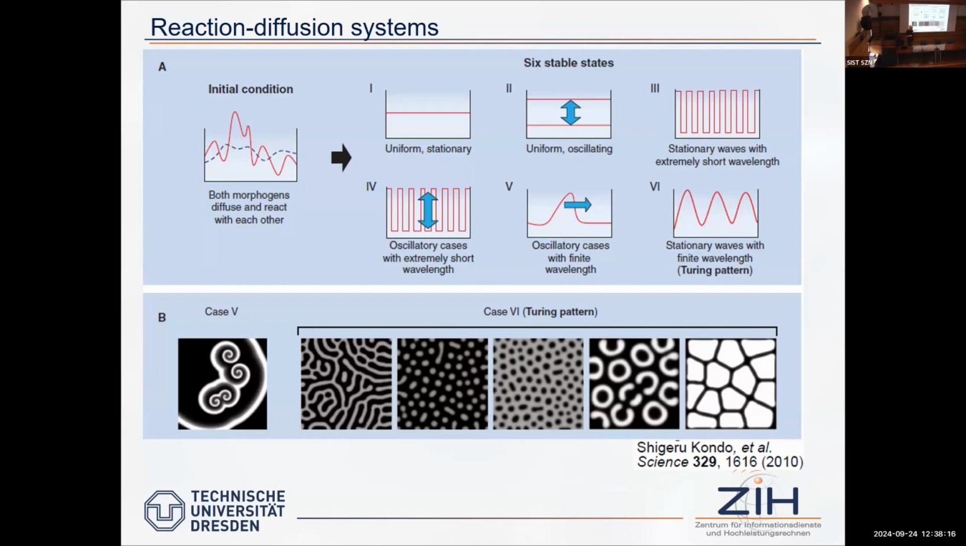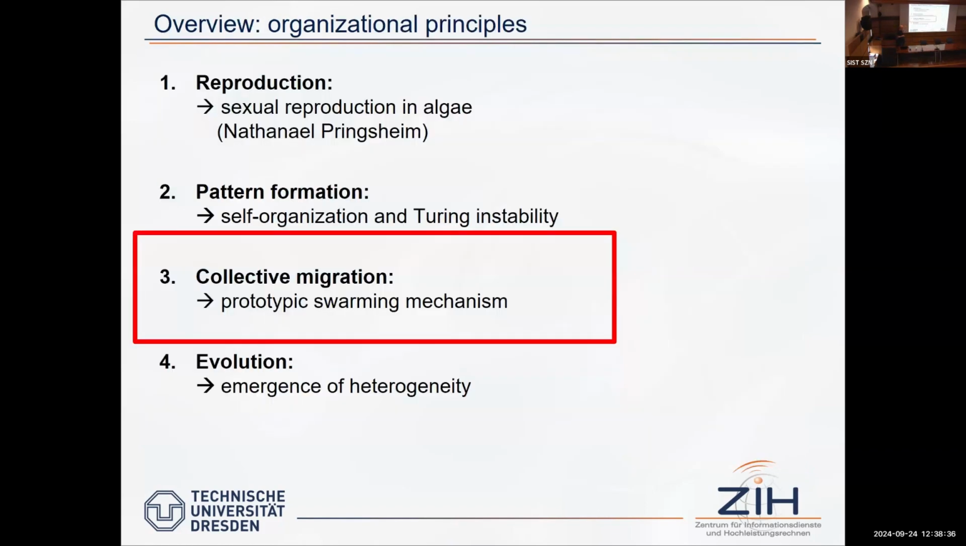It took 50 years to get a proof of a Turing pattern in a biological system. First, they have been identified in chemical situations. And there are many variations. I just wanted to show you the key idea of a pattern formation mechanism. And now I go to collective migration.